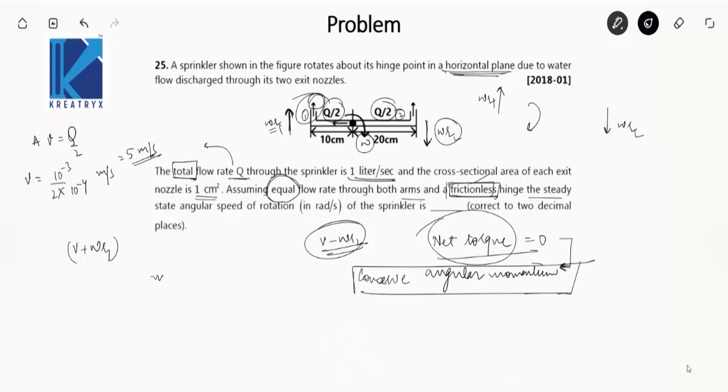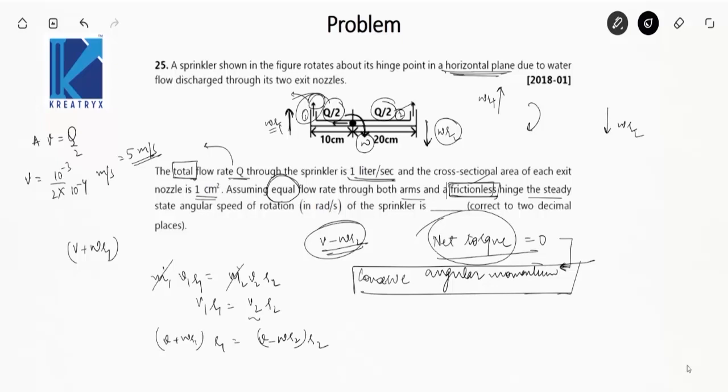Now that will be equal to m1 v1 r1 is equal to m2 dot v2 r2. Okay, so the flow rate through both the arms is same. I'll be cancelling this out. v1 r1 is equal to v2 r2. v1 is the relative velocity of water from arm 1, and v2 is the relative velocity of water gushing out from arm 2. Okay, this is very important. So V1 is V plus omega R1 into R1 is equal to V2 is V minus omega R2 into R2.